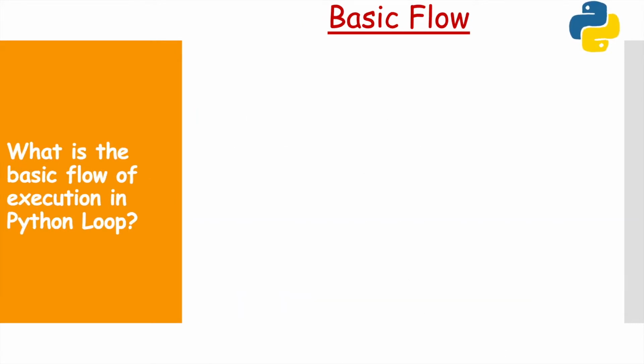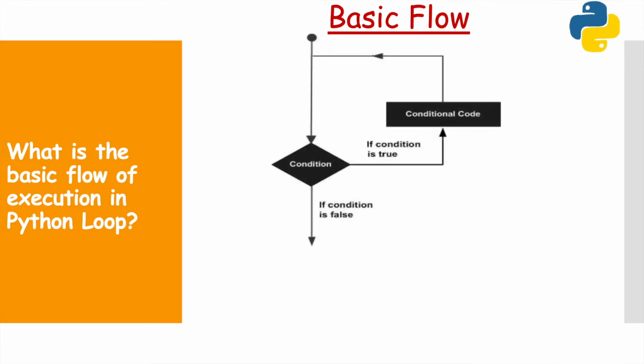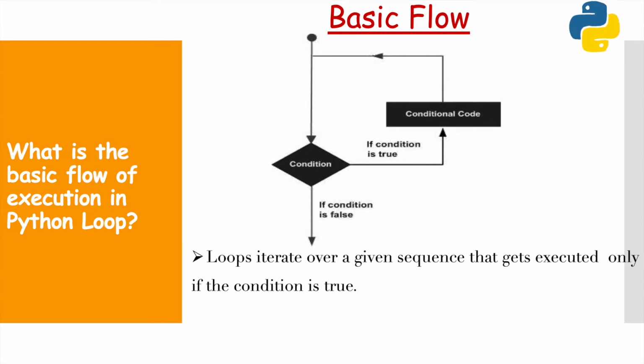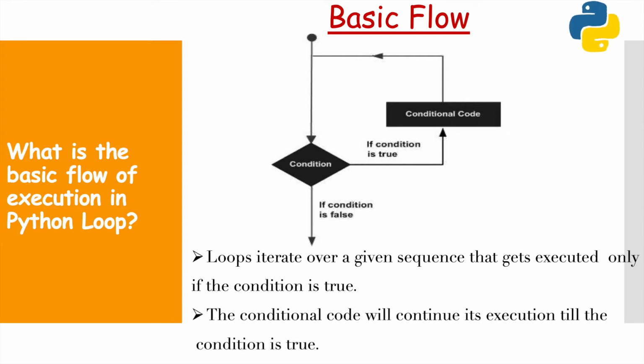Now let's see the basic flow of execution in a Python loop. This is a flow diagram, and in every loop you will have a condition check at the very beginning of the loop. If the condition is true, then the conditional code will get executed, and if it becomes false, then you will exit from the loop. Loops iterate over a given sequence and execute only if the condition is true. The conditional code will continue its execution till the condition is true. That means as long as the condition remains true, your conditional code will get executed. Once it becomes false, you will simply exit from the loop.